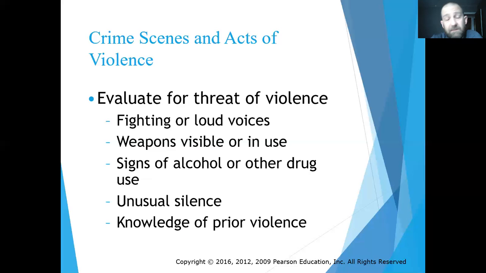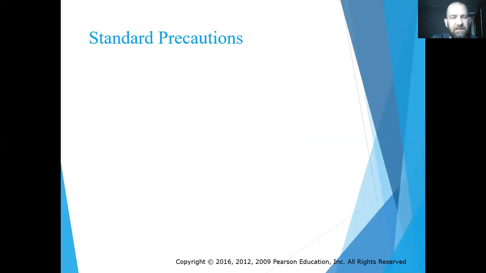If you've been to a scene before and there's been violence there before, it can be an indicator that there's going to be violence there this time. So keep an eye out for these kinds of things. Again, we can always back out. We can always say, we're going to go stage a block down the road and around the corner for police to come and clear the scene.